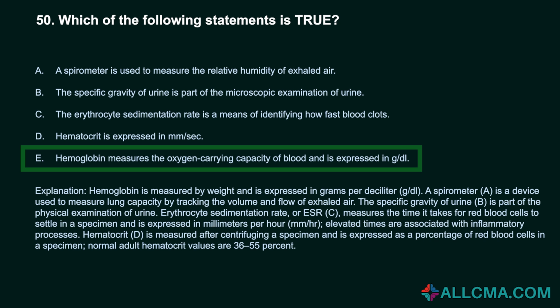Erythrocyte sedimentation rate, or ESR, C, measures the time it takes for red blood cells to settle in a specimen and is expressed in millimeters per hour, mm/hr. Elevated times are associated with inflammatory processes. Hematocrit, D, is measured after centrifuging a specimen and is expressed as a percentage of red blood cells in a specimen. Normal adult hematocrit values are 36 to 55%.